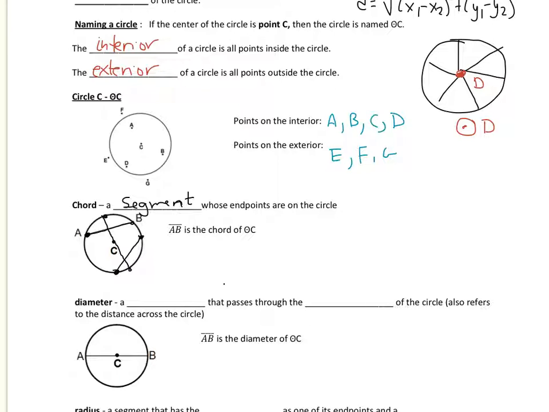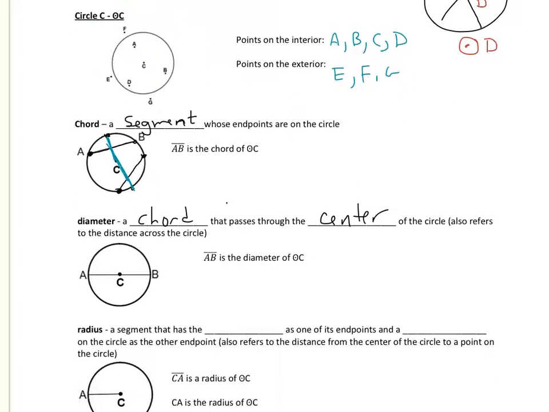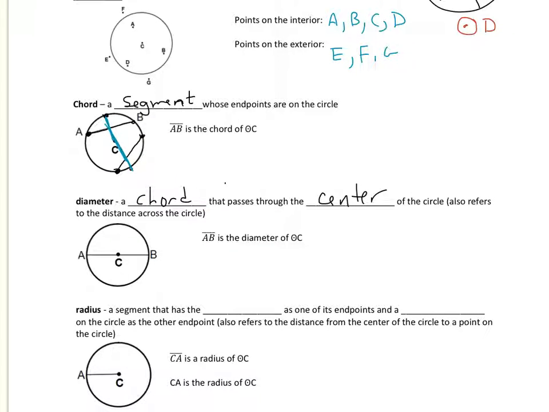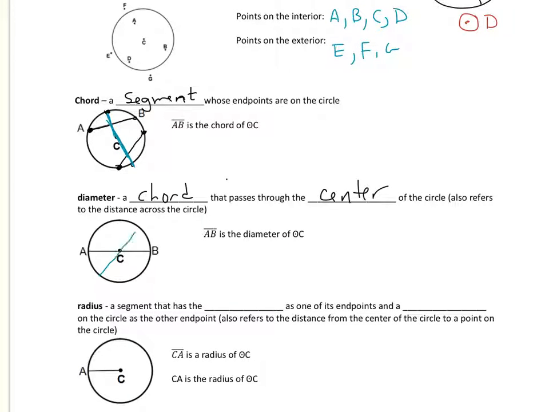Now a diameter is actually a special kind of chord. A diameter is a chord that passes through the center of the circle. It also refers to the distance across the circle. So this one I did up here would have been a diameter. And this one down here, AB, is the diameter because it goes straight across through the center. It is certainly not the only diameter. This would be a diameter as well, as with this, as with this. There are infinitely many diameters of this circle.